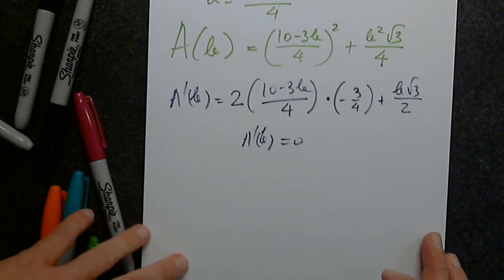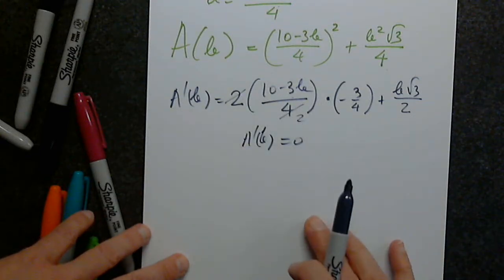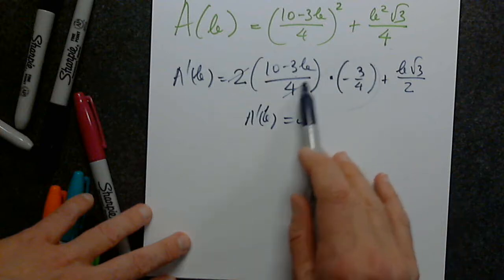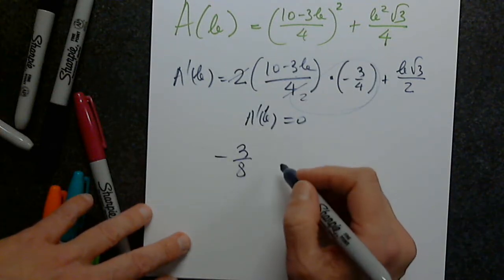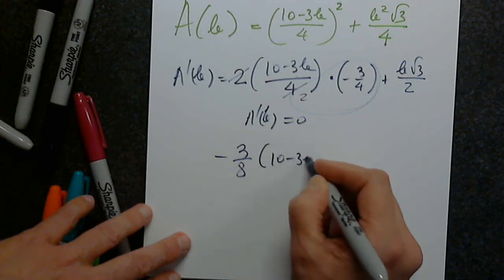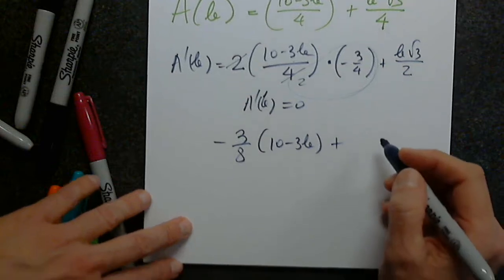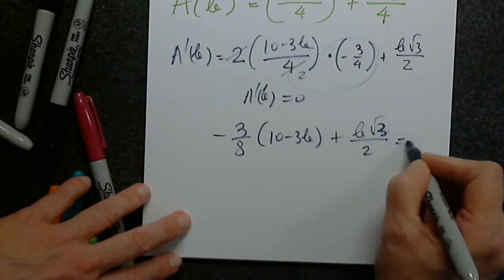Okay, let's see if we can simplify anything. So I'll simplify this 2 with this 2, and I'll take this number in front. So this is negative 3 over 8 times 10 minus 3b plus b the square root of 3 over 2 equals 0.